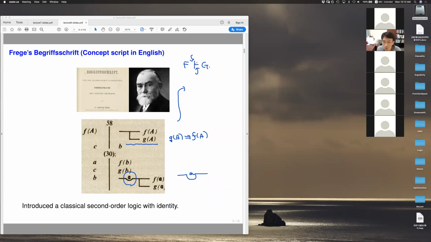Okay, so this is not a very interesting introduction to first order logic. We're going to talk about first order logic on Wednesday.